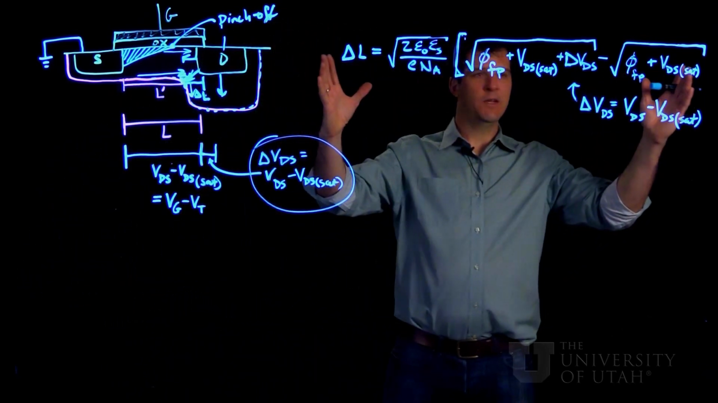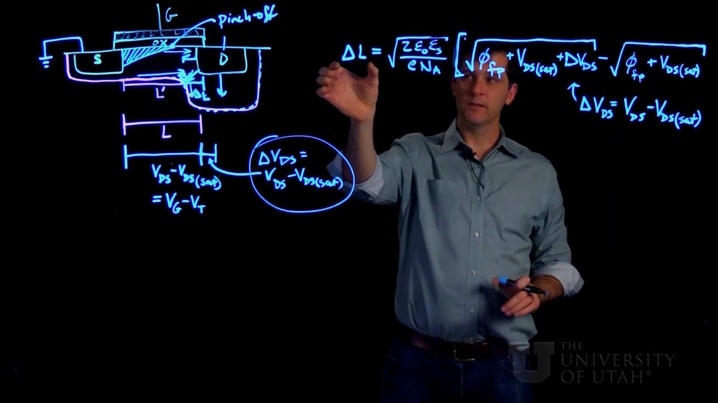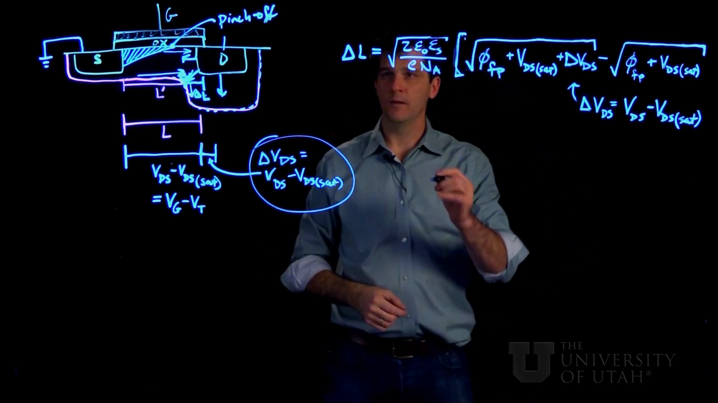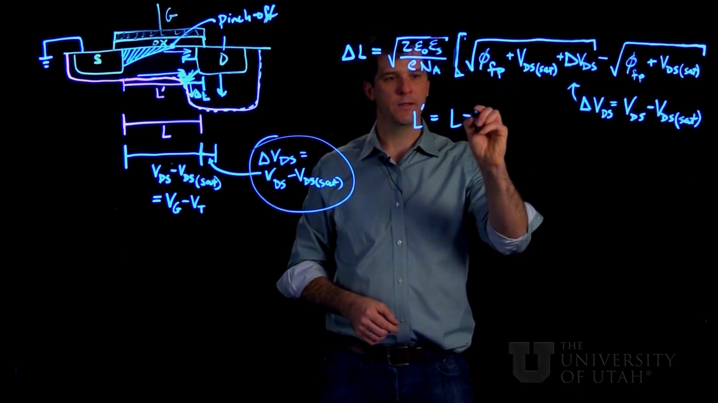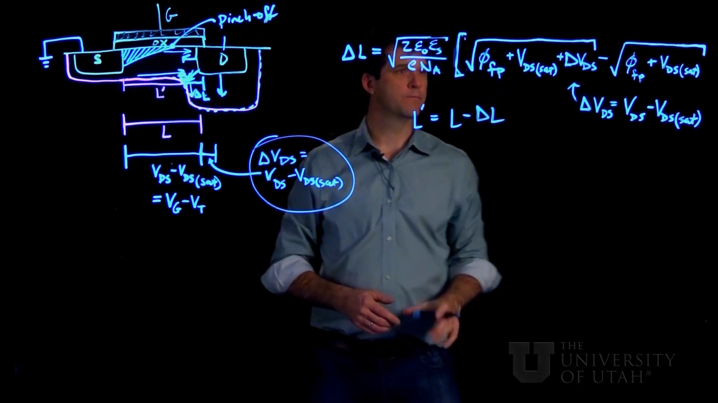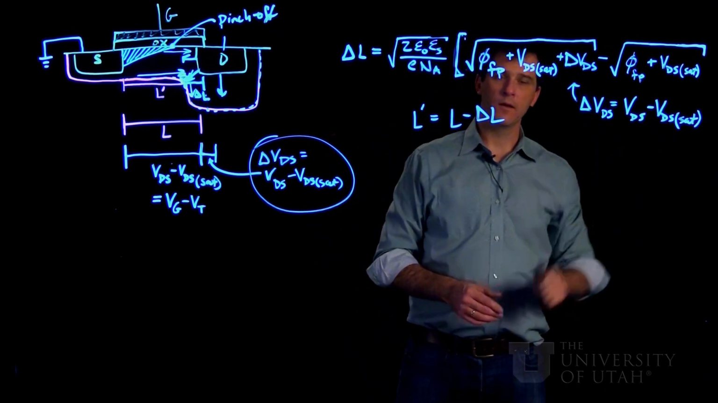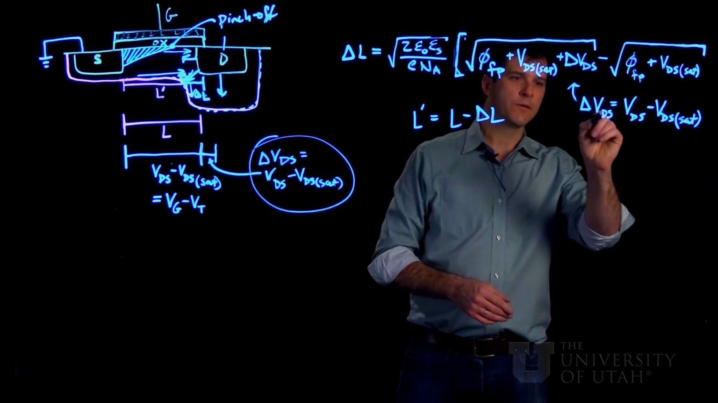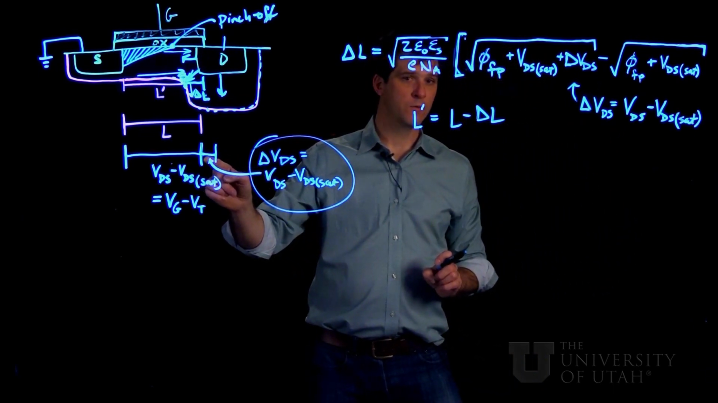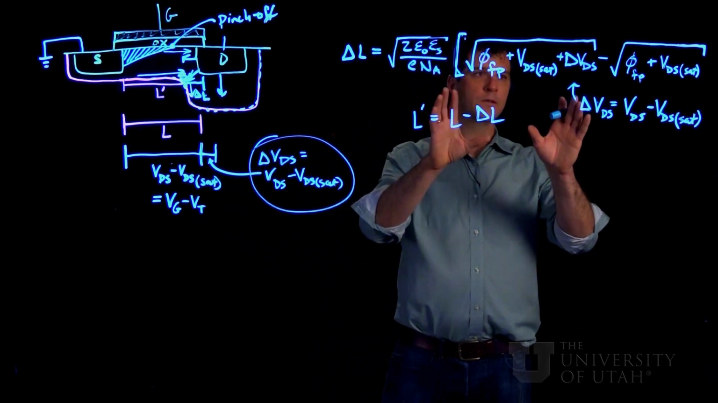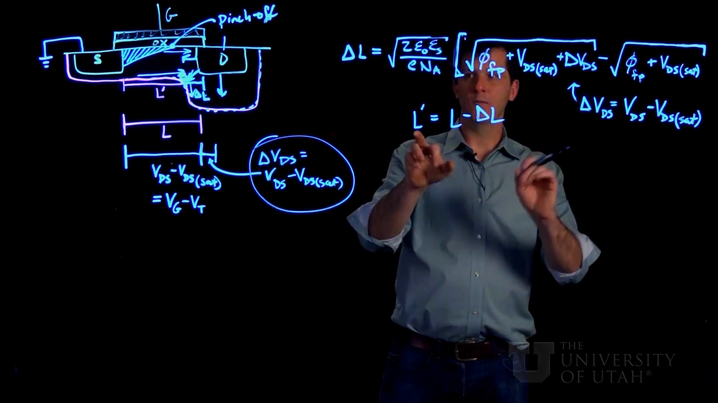So this whole big nasty equation gives us the channel length modulation, and we can write that L prime equals L minus delta L here. Now the delta drain source here is this little extra bit of voltage here, and it is essentially looking at just the straight subtraction of L and L prime here.